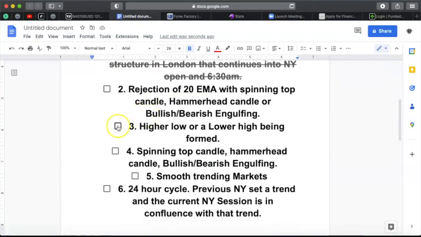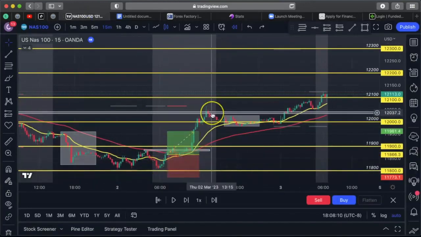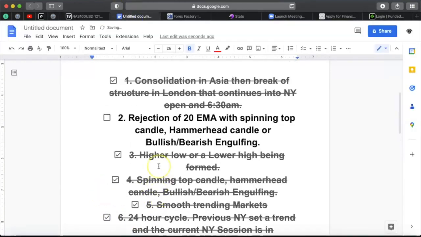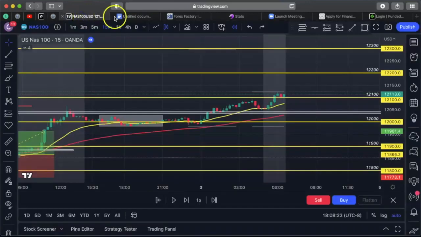We do have, this can be like a higher low pretty much. This is a hammerhead candle. These markets are smooth trending markets, and we do have the 24-hour cycle because the previous day went into a bullish trend. So we have 5 of these boxes marked off. Ladies and gentlemen, this is a beautiful B+ trade. I would risk 2% of my account. I am feeling very confident on this trade.